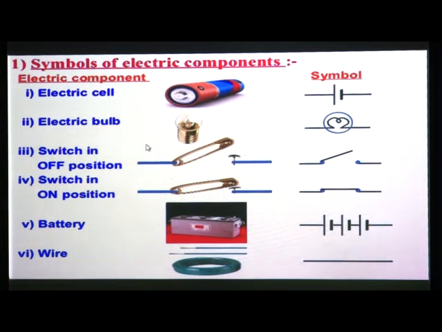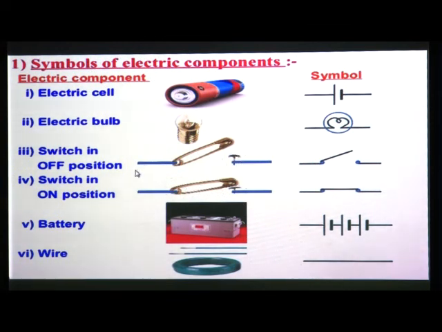Then the third one, switch in off position. Whenever a switch is in off position, it is shown here that a safety pin is connected with a metallic wire. This is nothing but a metallic wire, and a safety pin is attached to it. Here you can see another wire, and at the end of this wire there is a nail, which is made of metal.